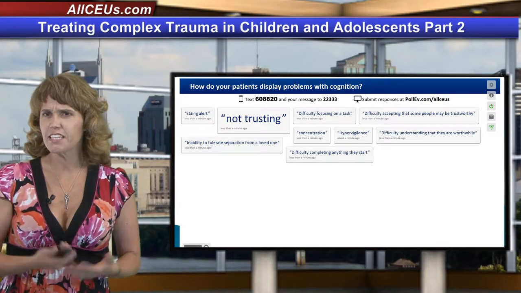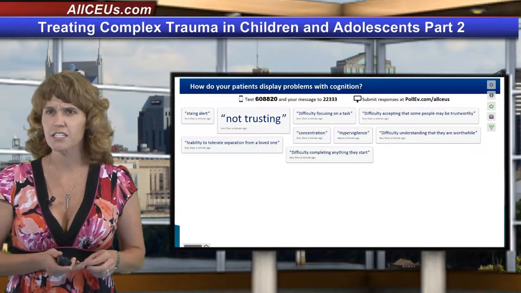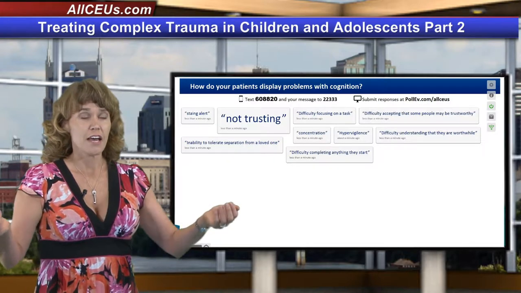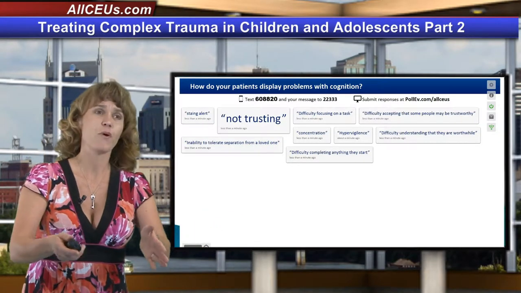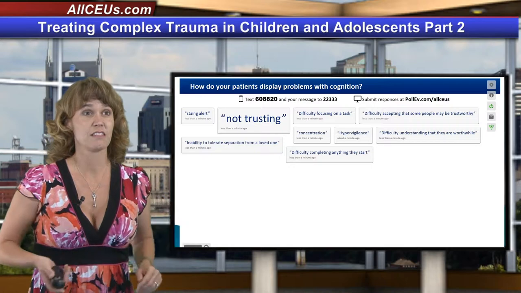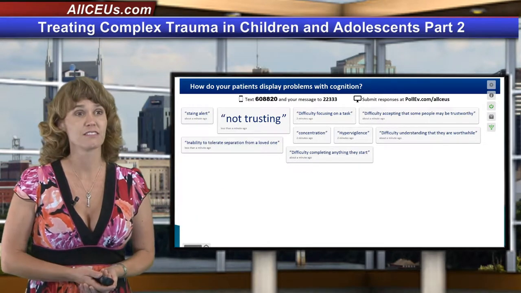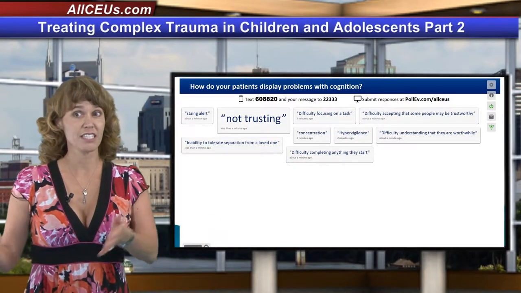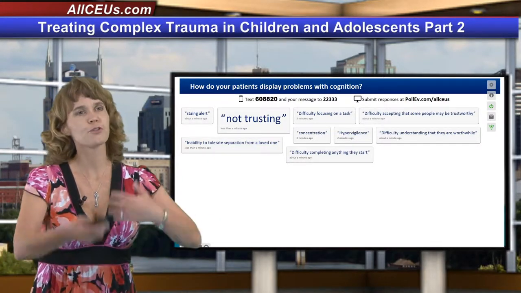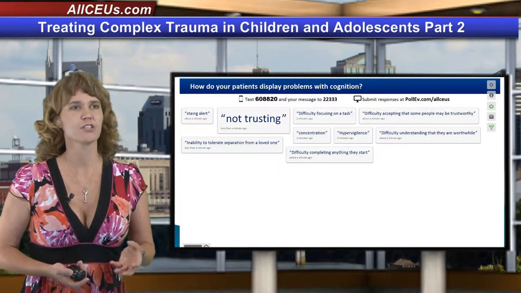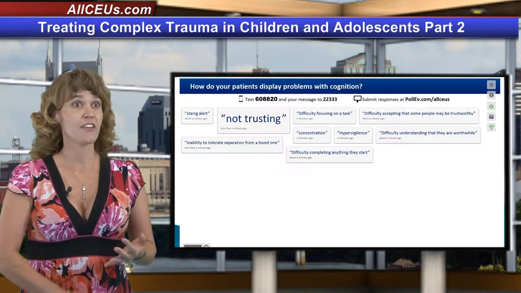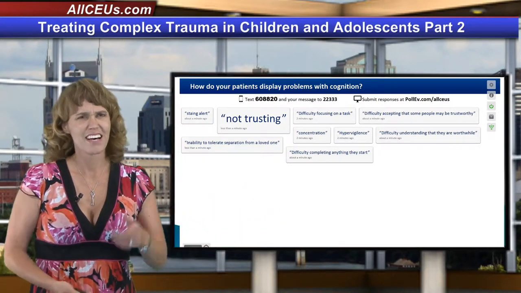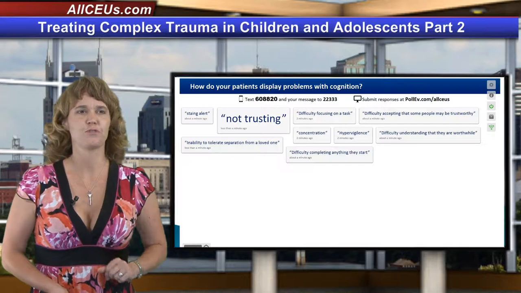not trusting, difficulty in completing anything they start, difficulty understanding they're worthwhile. If you grew up your entire life waiting for somebody to validate that you were okay just for being you, and nobody ever did, then those people are the ones who tend to be more dependent and look to significant others and bosses and anybody to tell them, you're good, I need you.